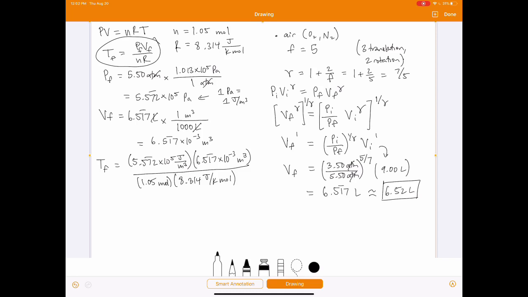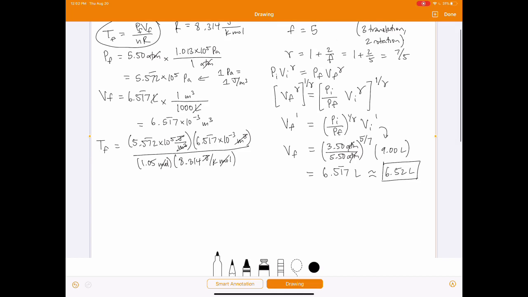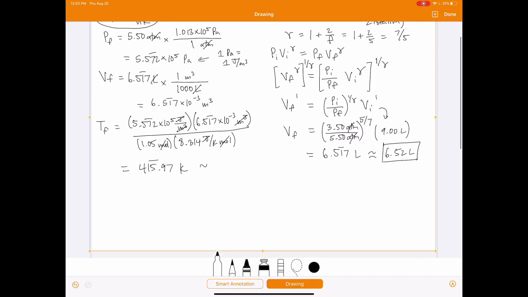So let's see how the units work out. Meters cubed will cancel, joules will cancel, and mole is also going to cancel. And then Kelvin goes back to the top, so we're getting a temperature in Kelvin. We have 415.97 if you do the calculation, but we'd want to round that to about 416 Kelvin.